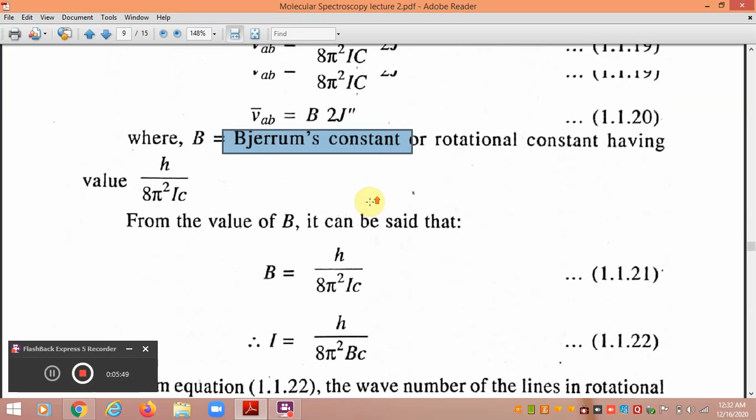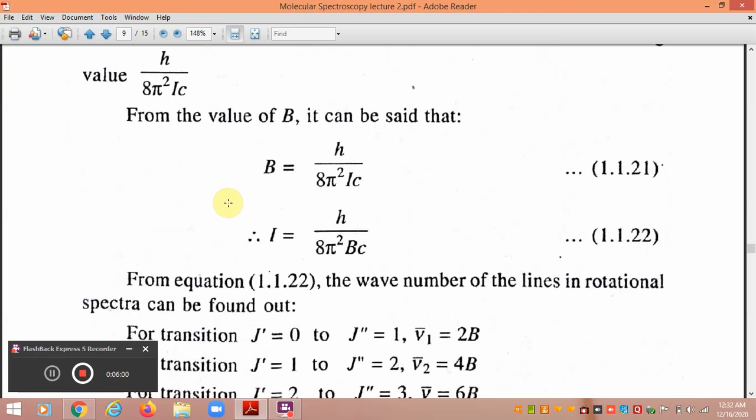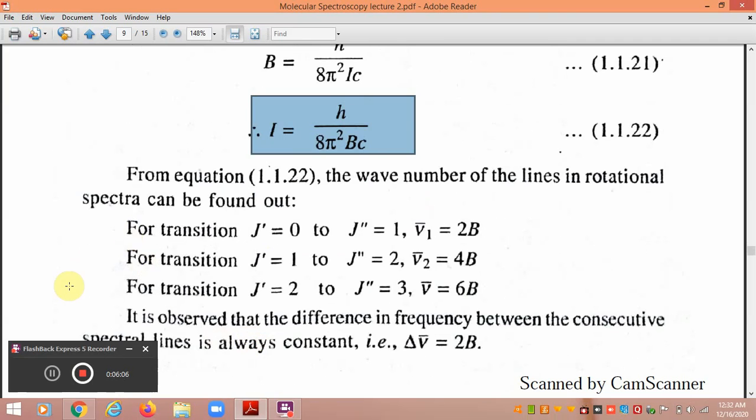So if we put this B here, the frequency in terms of wave number will be given as mu bar equal to 2B into J double prime. Since B is equal to this, we can write this equation for I also. Now we will talk about the transitions from J single prime to J double prime. Suppose this is the first transition from J single prime equal to 0 to J double prime equal to 1.